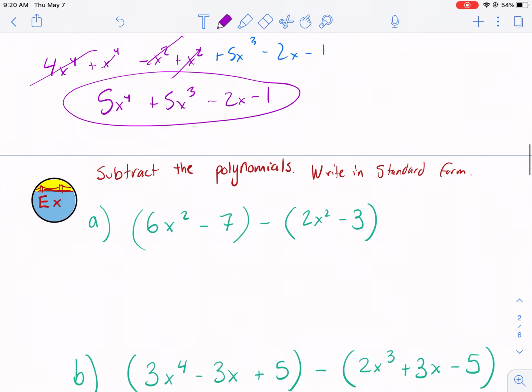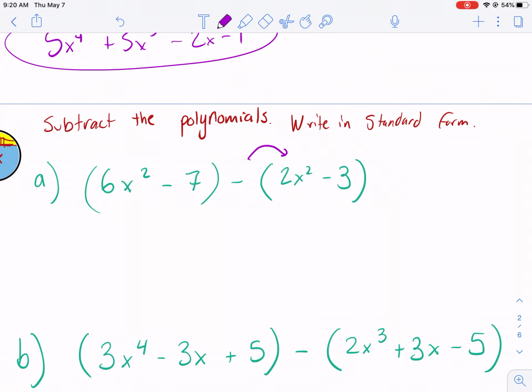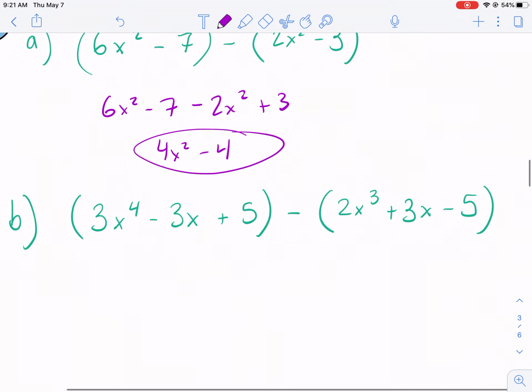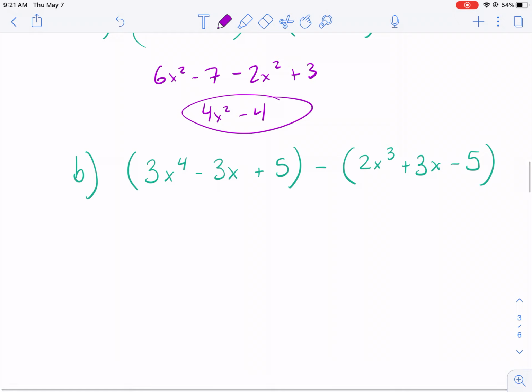Moving on to subtraction, almost exactly the same. Just keep in mind, if you have a minus sign outside of parentheses, we need to distribute this minus sign first, and then it's just essentially combining like terms. So we have 6x squared minus 7. We just copy that down. Then we have minus. We distribute that to positive 2x squared. We get negative 2x squared plus 3. So now we have 6x squared minus 2x squared gives us 4x squared. Negative 7 plus 3 gives us negative 4. And then we're done. This is essentially combining like terms, but with polynomials, so this is just the next step up from what we've been doing before.